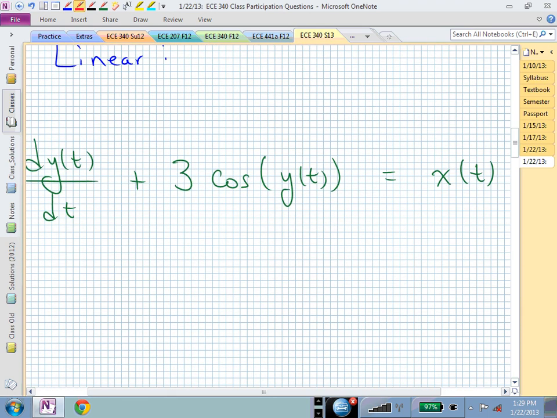What about this system? Is this system linear or nonlinear? Why are we saying it's nonlinear? We have cosine of the output. We could have had dy dt plus 3y equal cosine of x. Yes, sir.